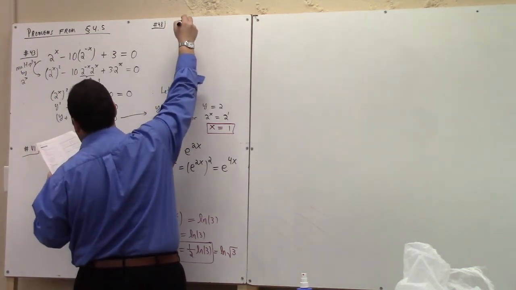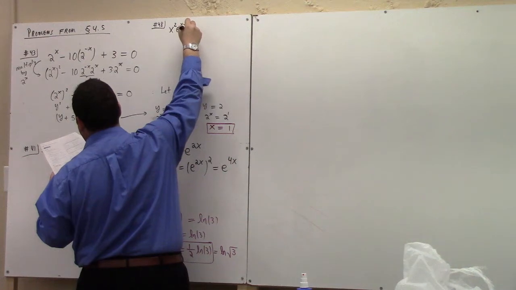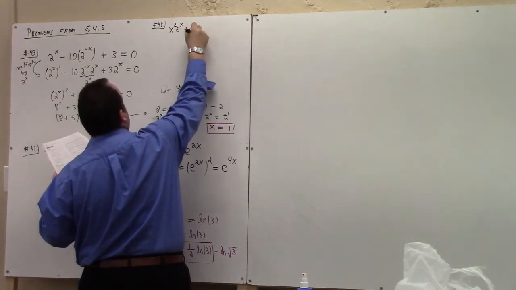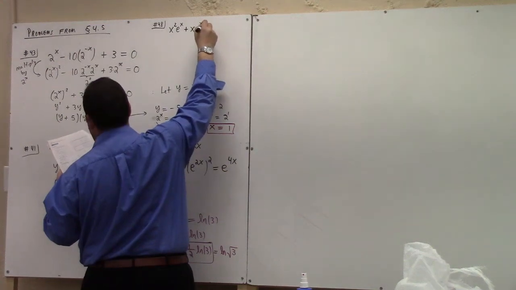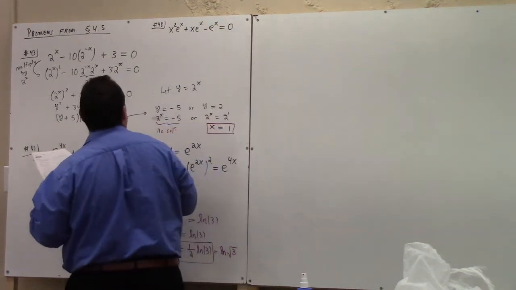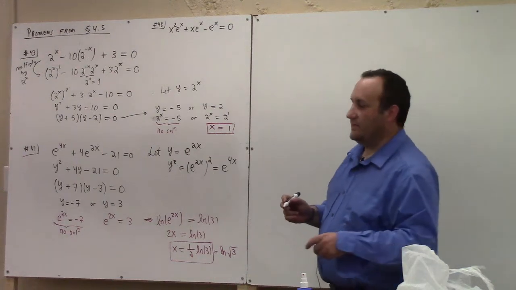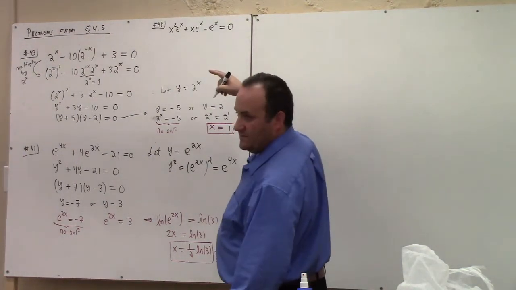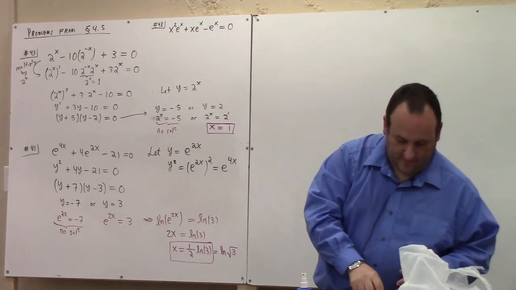Number 48 is x squared e to the x plus x e to the x minus e to the x equals 0. So notice that there's a common e to the x, right? So we could factor out e to the x. Let's do that.